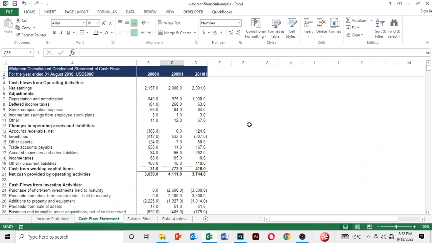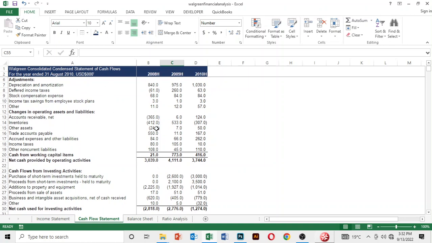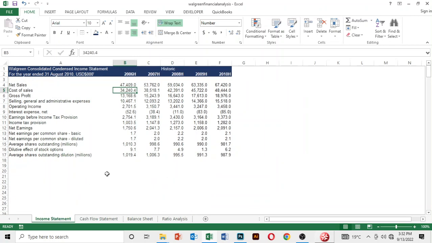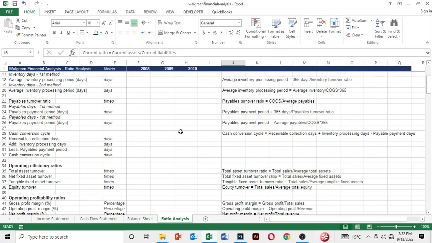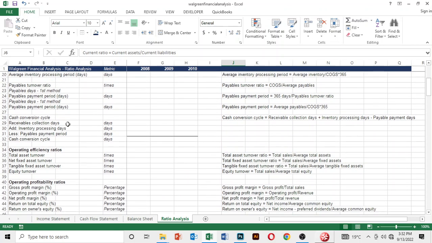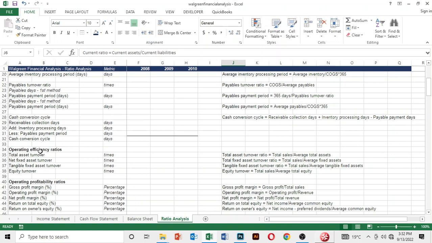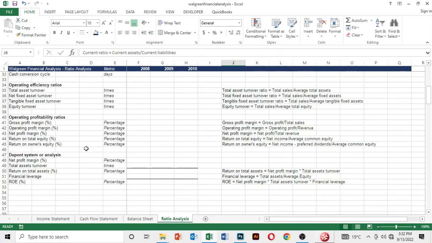Don't worry about the cash flow statement having 3 years of financial data. We are not going to use the cash flow statement. We are only going to use the income statement and the balance sheet to compute the ratios that we want. As you can see here, we've got internal liquidity ratios, which we are going to compute first. We are also going to compute operating efficiency ratios, operating profitability ratios, and lastly we're going to look at the Du Pont system or analysis.